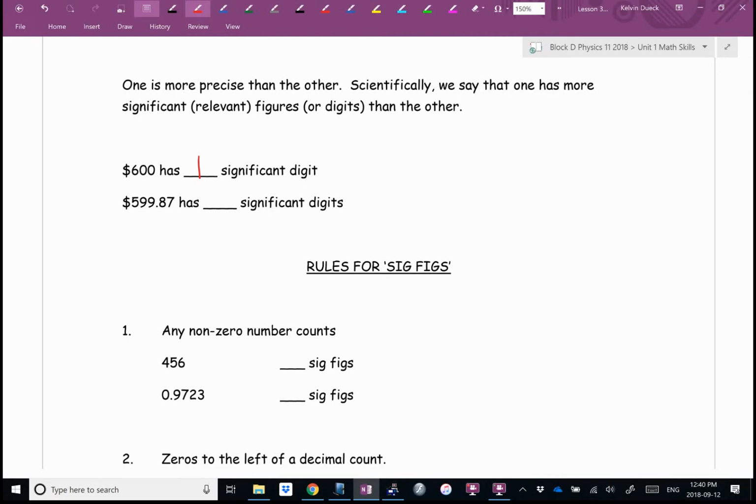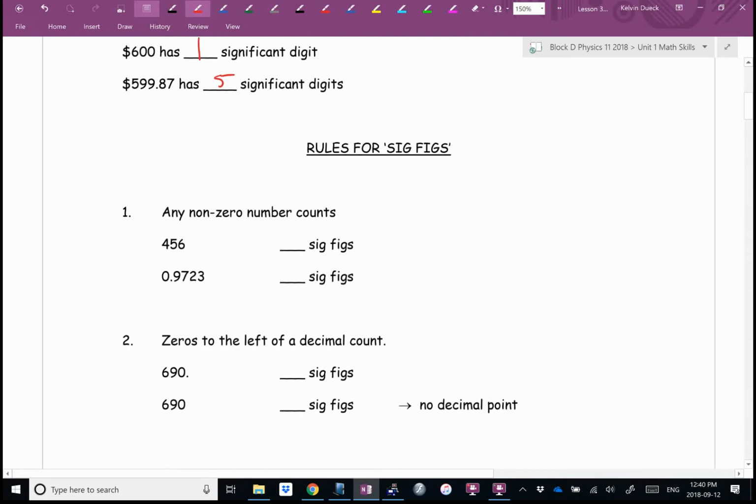How many sig figs does $599.87 have? Kenzie? Yes. So here are the rules if you want them as such. Any non-zero number counts. 456, how many sig figs? 3.